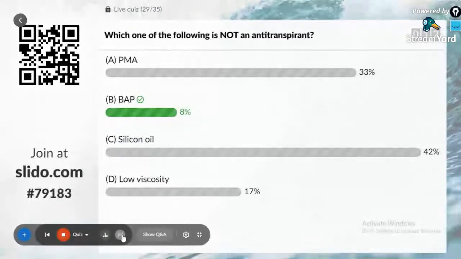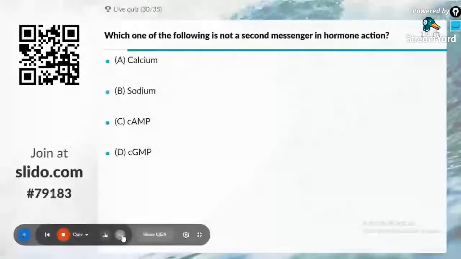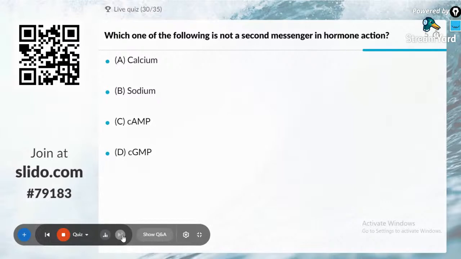We have five more questions. A direct NCERT question. Which one of the following is not a secondary messenger in hormone action? Calcium, sodium, cAMP, cGMP.